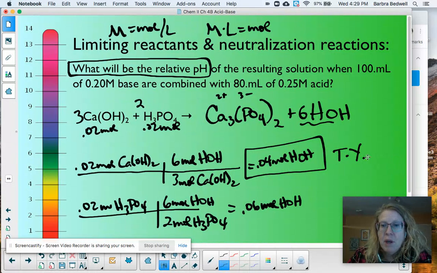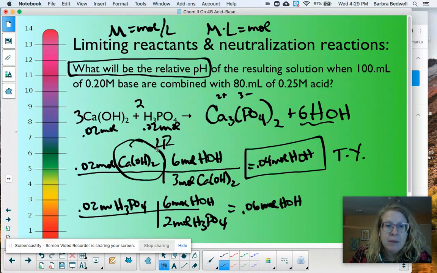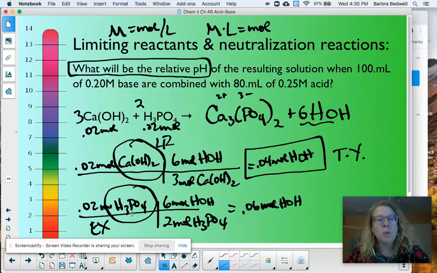It's my theoretical yield. If that's my theoretical yield, that means that this calcium hydroxide right here is our limiting reactant, right? That's the one that ran out to produce our smaller quantity of water, which means that this is my excess reactant. I've got some of this left over. So what does that tell you about my final pH of my solution? If I combine these 2 quantities together, all of my calcium hydroxide gets used up, but I have a little bit of H3PO4 left over at the end. It's my excess reactant. Therefore, my final solution, my relative pH, is going to be acidic.